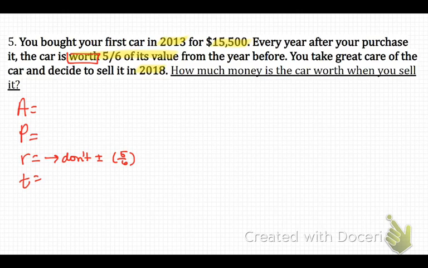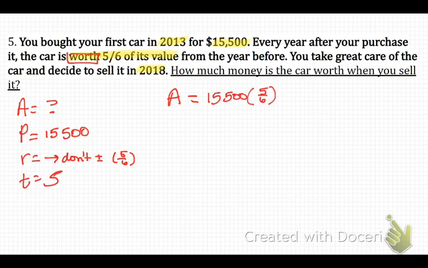Do I know what my final A is? Do I know my amount? No. Do I know my principal? It's 15,500. And my T, how much time? 5 years. So I have A equals 15,500 times, and I just plug in 5/6.